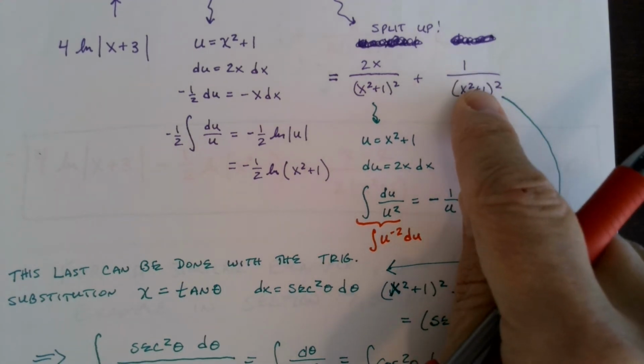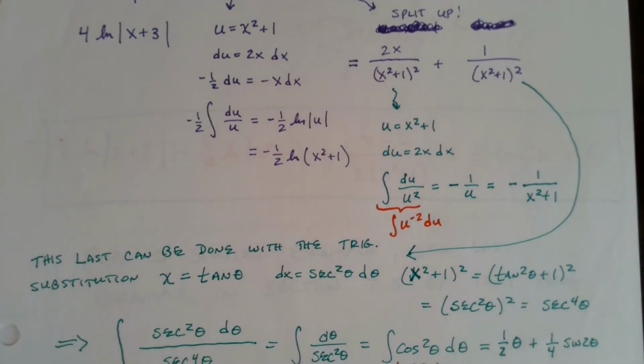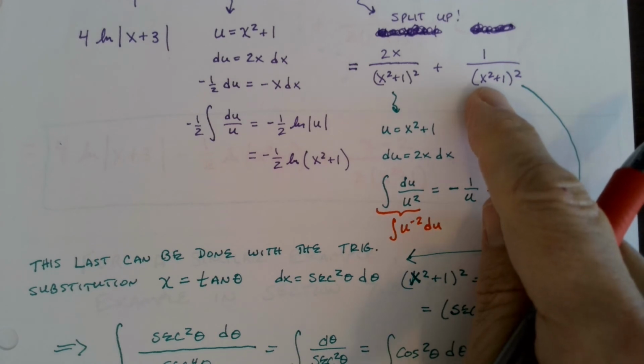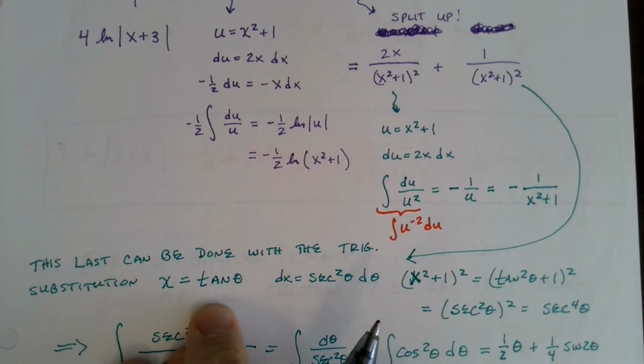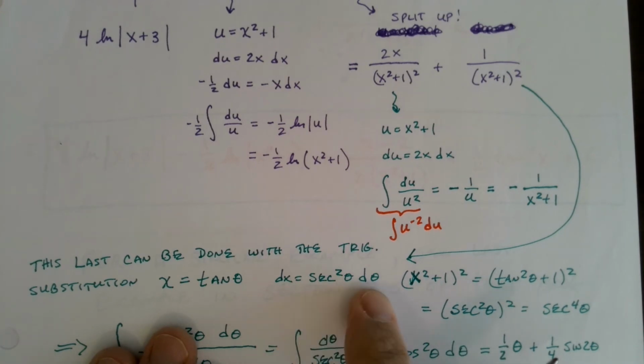I don't have a 2x up top. Okay, well, this last one can be done with trig substitution, which is a method we looked at prior to this lecture on partial fraction decomposition. And it's x squared plus 1, so I'm going to let x be tangent theta, if you remember that process. dx is what? Secant squared theta d theta.